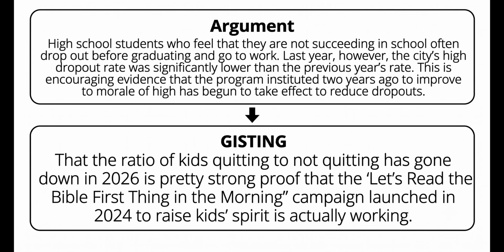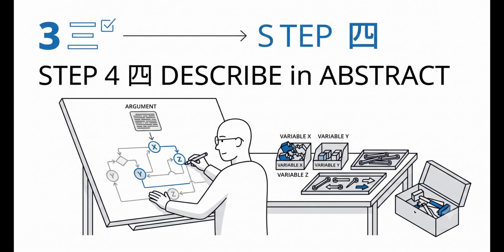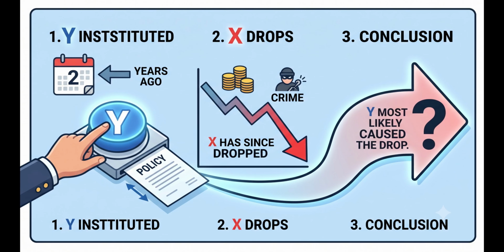Finally, the entire argument rewritten purely in my own words reads: that the ratio of kids quitting to not quitting has gone down in 2026 is pretty strong proof that the Let's Read the Bible First Thing in the Morning campaign launched in 2024 to raise kids' spirits is actually working. Alright, so we have completed step 3, gisting. Now let's move on to step 4, describe in abstract, which is describing the argument in terms of variables x, y, and z, and their relationships to one another. Here, we can think of it as x has gone down. Y was instituted 2 years ago.